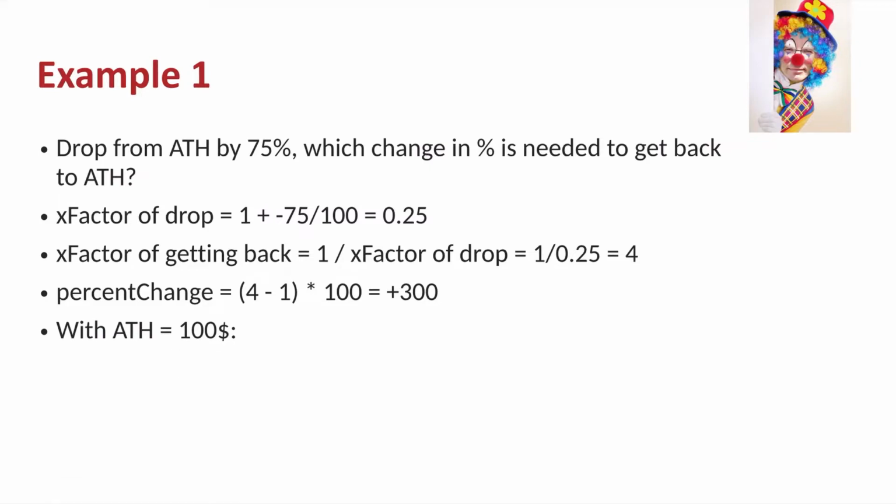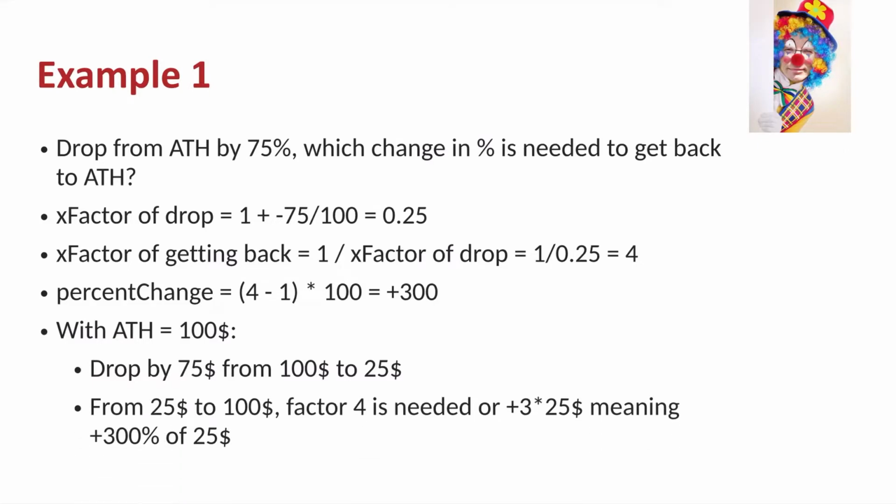But we can also see this if we assume the all-time high is $100. So we have a drop of 75%. This means a drop by $75 from $100 to $25. And then we want to get back, so from 25 again to $100, and it's clear the factor 4 is needed. And this is nothing else than if I put on top of the 25 an additional 3 times $25, and $25 is 100%, so 3 times 100, this leads to 300%, which is needed.